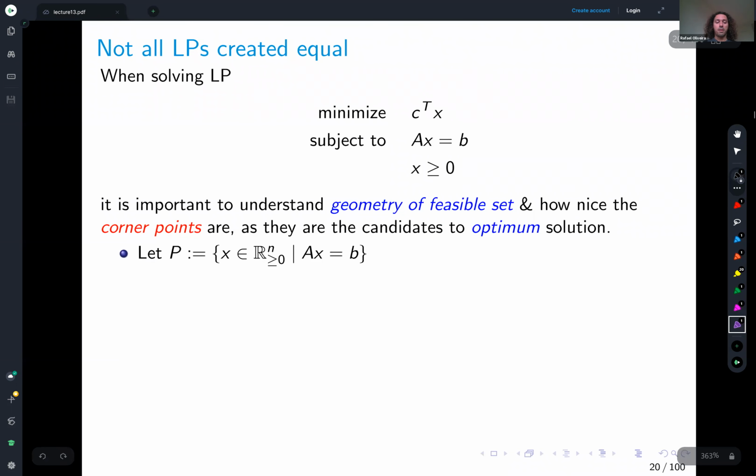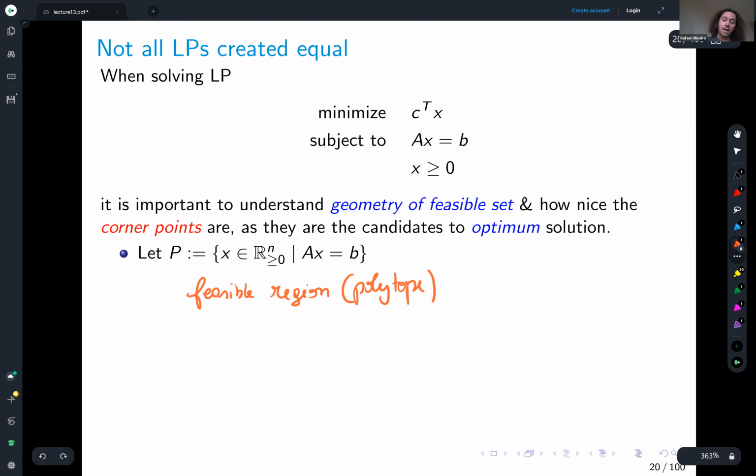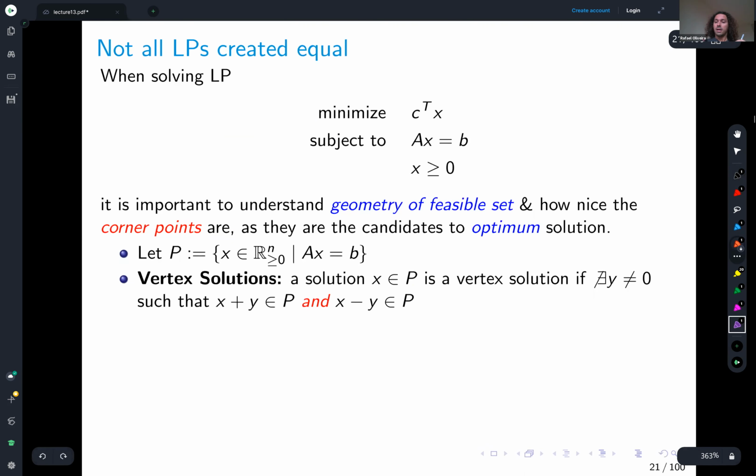So here's one way. Let's say that P is our polytope, which is our feasible region. So this is the set of all non-negative x such that Ax is equal to b. So this is our feasible set, our feasible region, which is our polytope. And now, there's something that's called a vertex solution. A solution x in the polytope is a vertex solution if there is no non-negative vector y such that both x plus y is in P and x minus y is in P.